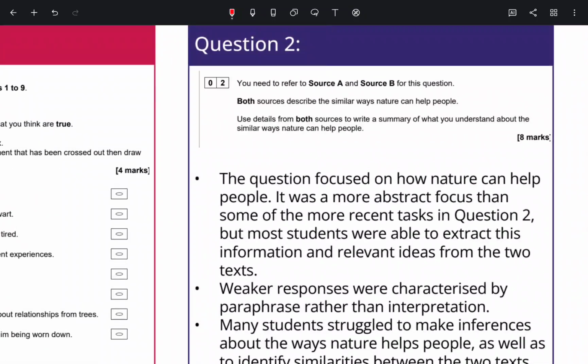Moving on to number 2, it's the summary question. It's always the same every single year. Both sources describe the similar ways nature can help people. Use details from both sources to write a summary of what you understand about the similar ways nature can help people. Now, bear in mind, it can be similarities or differences, and it's worth 8 marks.